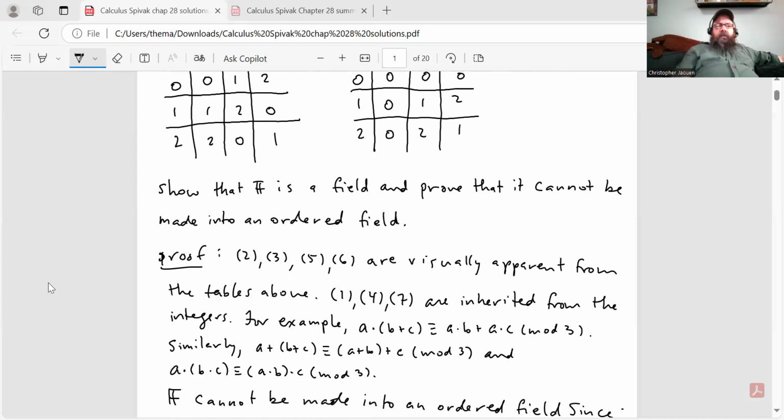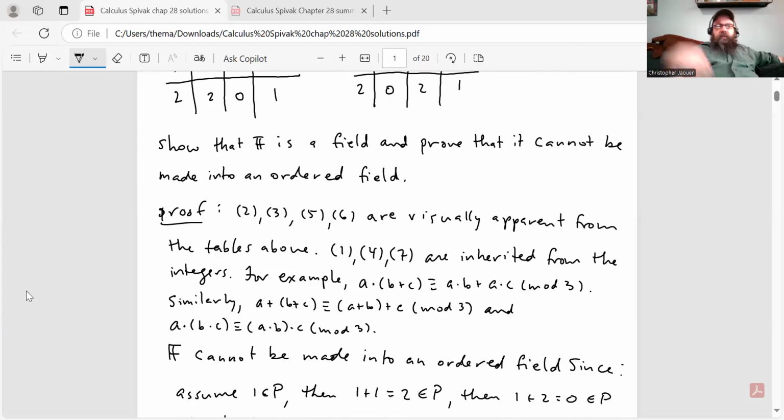All right, and Spivak wants us to show that this set with those two operations defined by those operation tables is a field and prove that it cannot be made into an ordered field. So this is one of those questions that I kind of just gave short shrift to because I didn't feel like writing out all of the work for it. But I'll explain quickly how you could do it if you did want to.